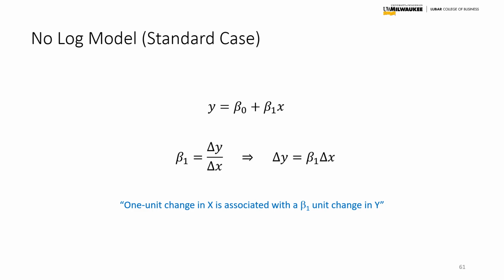Let's consider the case where we don't log, just the standard case. What's the interpretation of beta 1? It's the change in y over the change in x. If I rearrange this, we can have it as the change of y equals beta 1 times the change of x. That means if the change of x is equal to 1, then the change in y is equal to beta 1. Here's a summary. 1 unit change in x is associated with a beta 1 unit change in y.